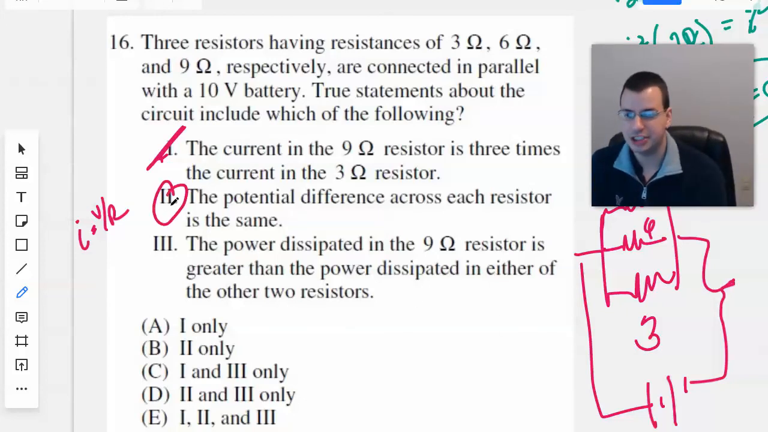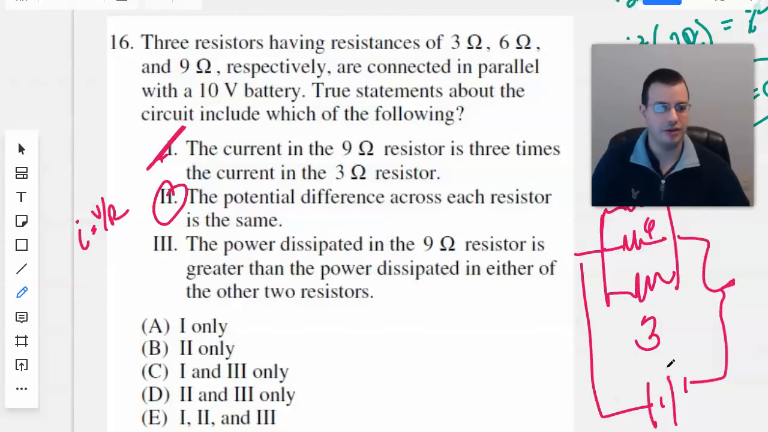The potential difference across each resistor is the same. Yes, that's one of the definitions of parallel. You can say that the definition of parallel resistors is that they're all at the same voltage difference. That's not a strict definition, but it's a pretty darn good one.